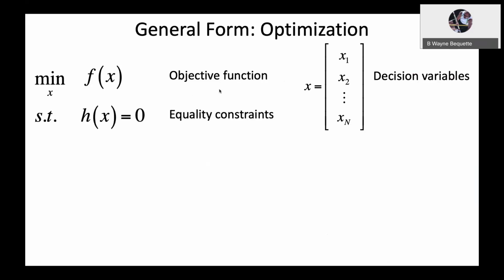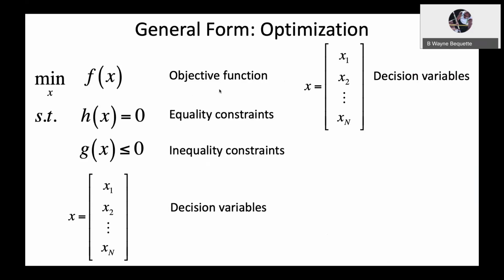Now, we have equality constraints. These are often modeling equations, material and energy balance equations, for example, where we have a function of x, the vector, equal to 0. And this could be one equation or many different equations. Similarly, we have inequality constraints. These can be limits to purity or some other specification. Again, they are a function of the decision variables x, and so we have g of x less than or equal to 0. And finally, I've listed the vector of decision variables again.